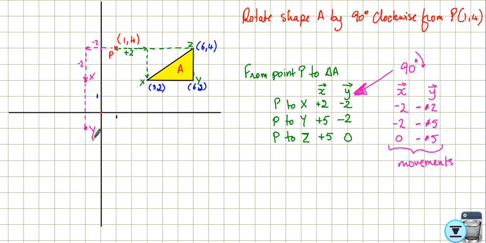And Z, 0, so I remain where I am, and minus 5. 0, minus 1, 2, 3, 4, 5. And that is my Z. I can now draw the shape.